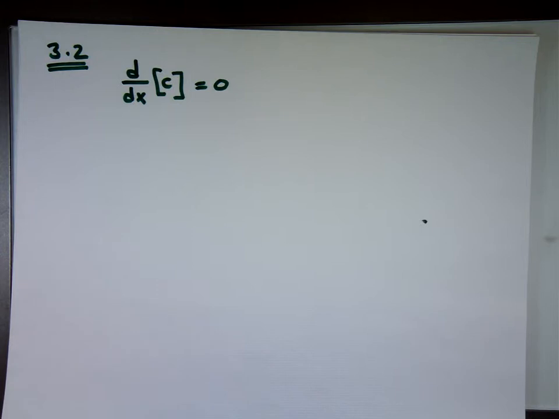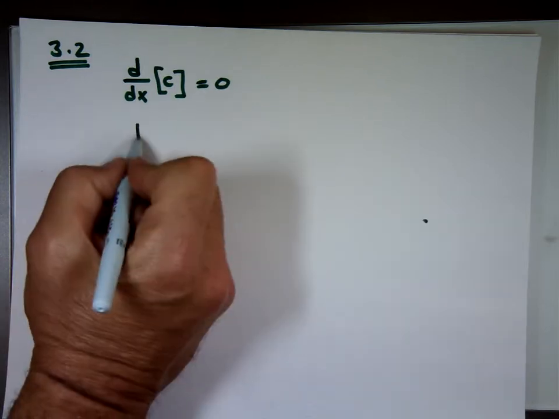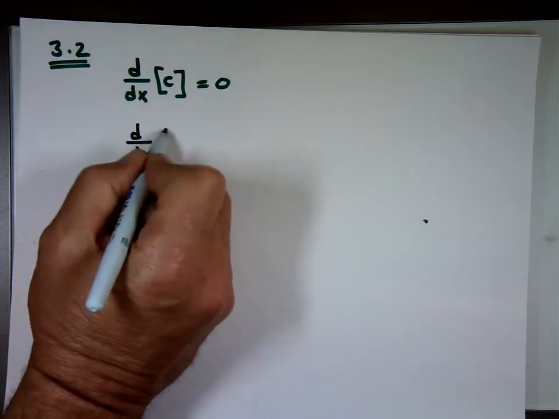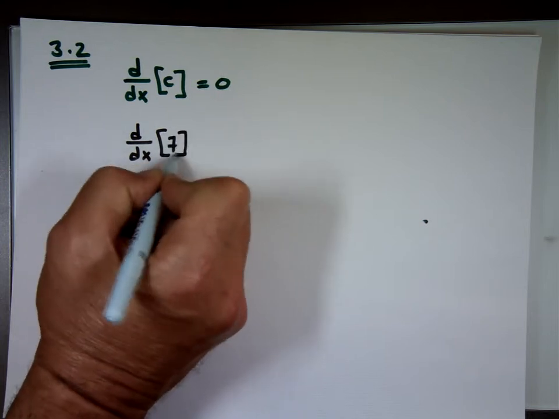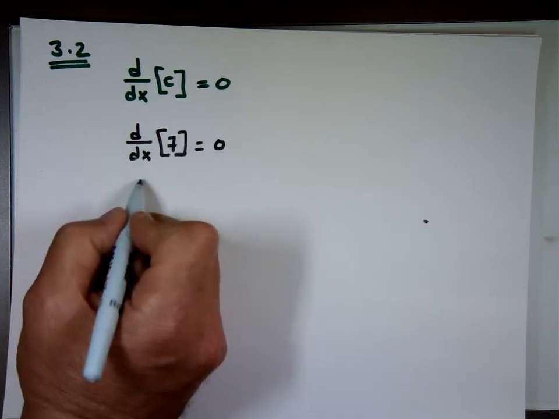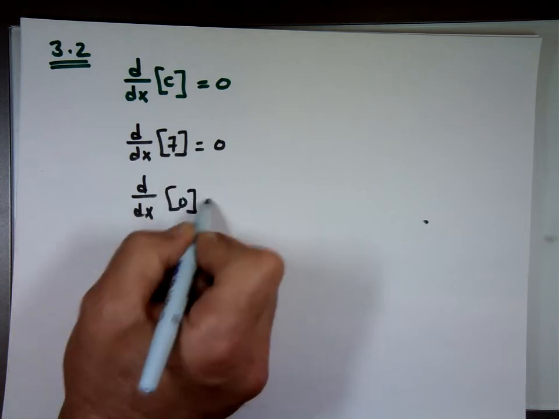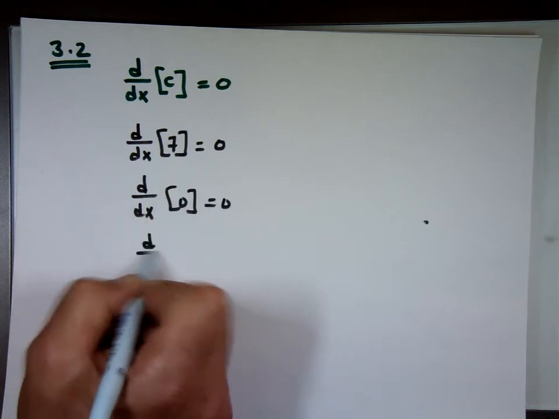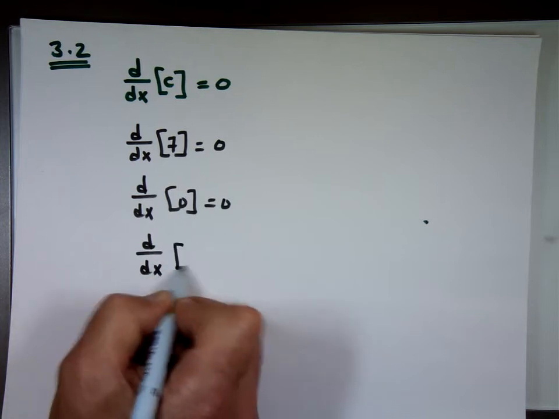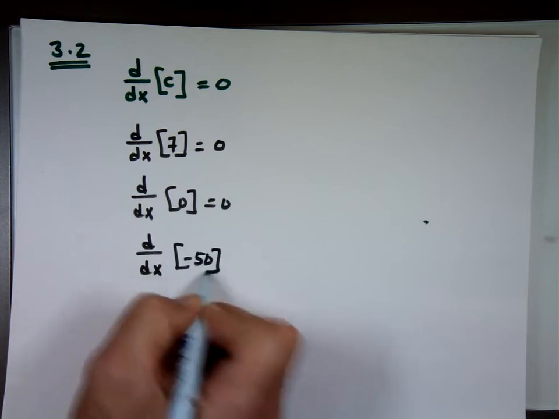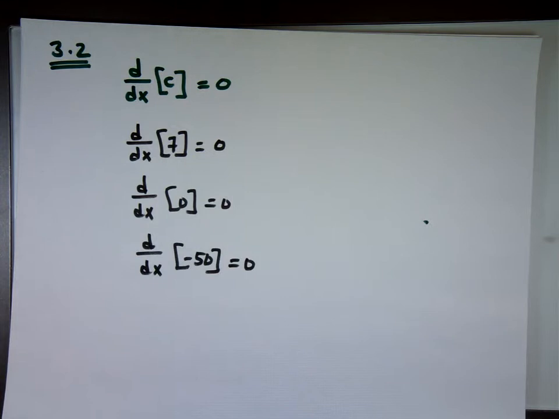So what's the derivative of 7? 0. What's the derivative of 0? What's the derivative of minus 50? 0. So the derivative of any constant is 0. We looked at that early.